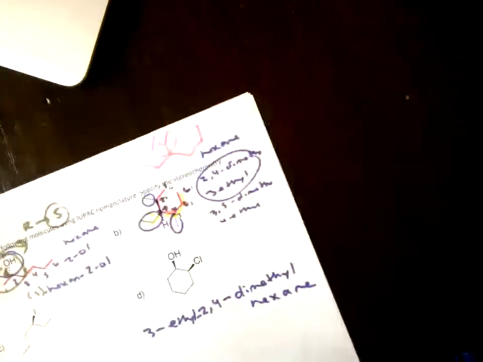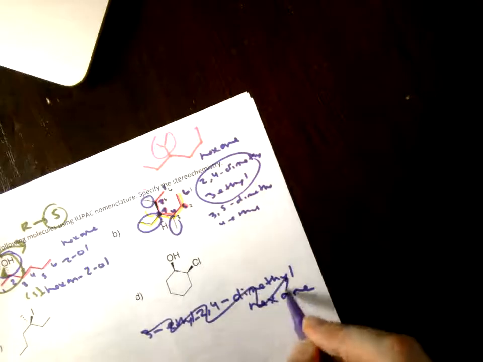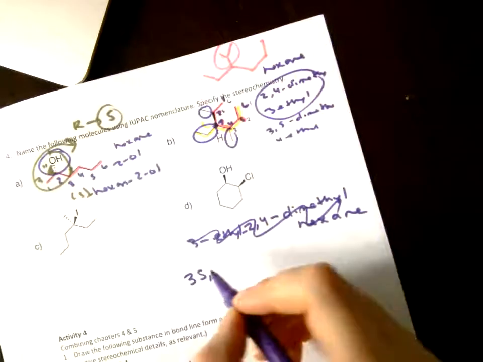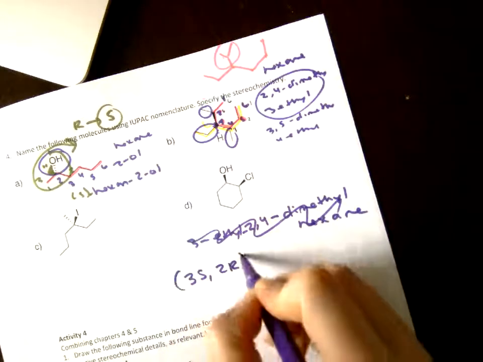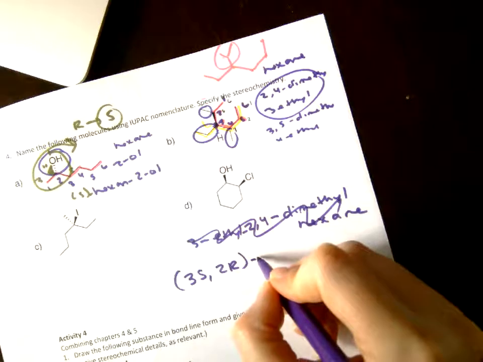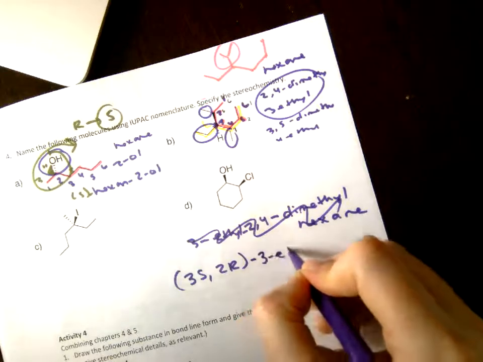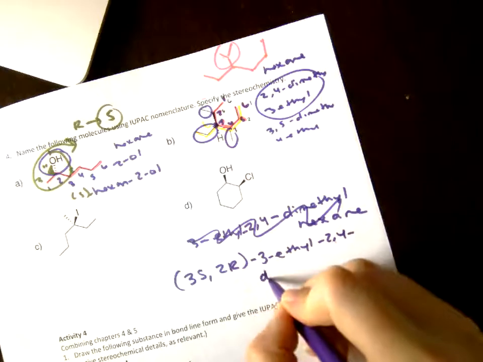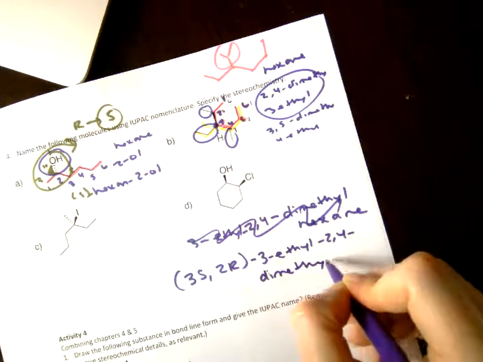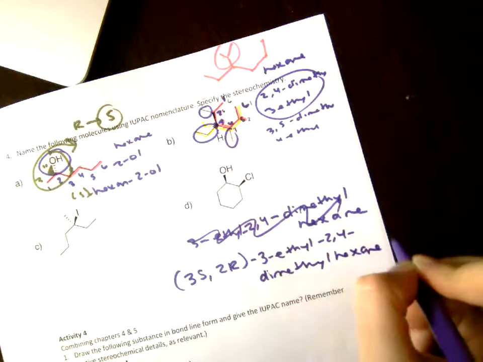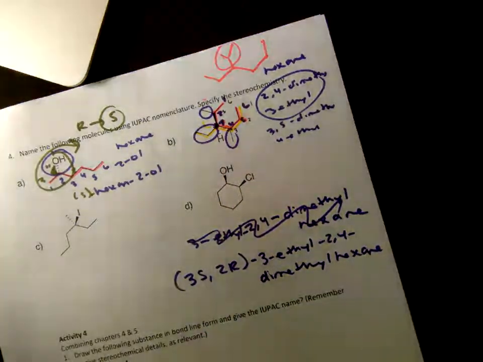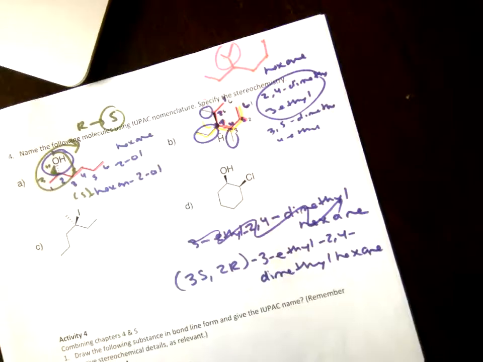1, 2, 3, we connect in order, and it's going to the right, so we'll call that R. Okay, so our full name is, I'm going to rewrite it, (3S,2R)-3-ethyl-2,4-dimethylhexane is this full name. So I start by doing the parent chain, then I identify the stereocenters, and then I name it.